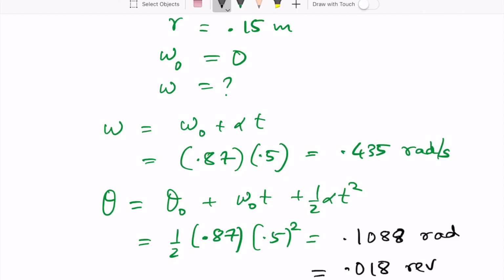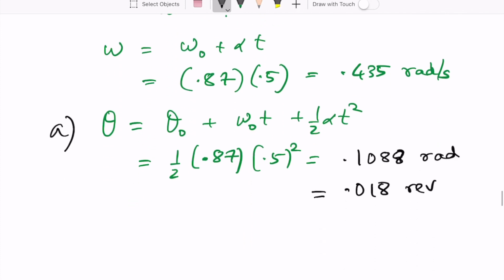We didn't quite need the omega, but that's fine. I think we're going to need that in the second part. So this answers part A. Part B is asking what is the final operational speed. So we already found that. That's 0.44 radians per second approximately. And what is the tangential speed of its rim? So for part B, we just use this.